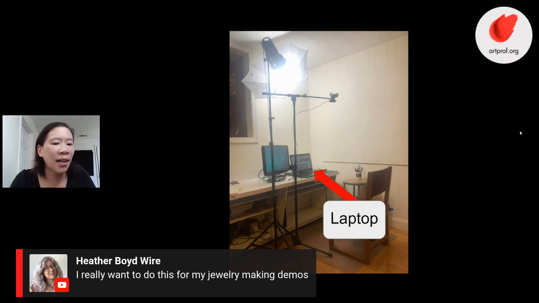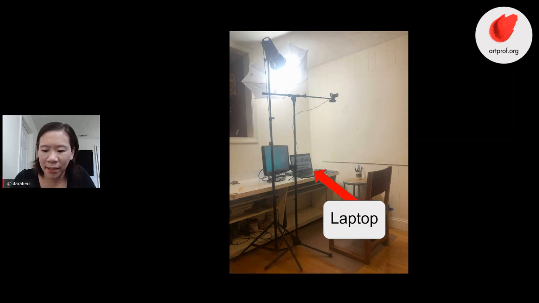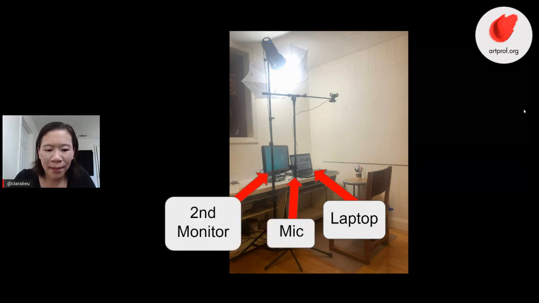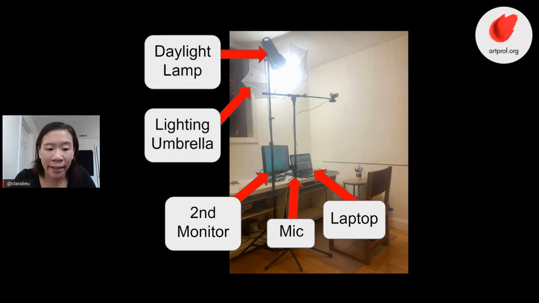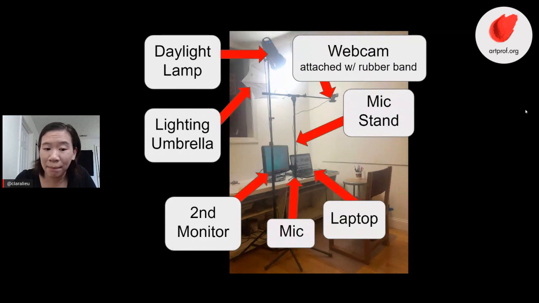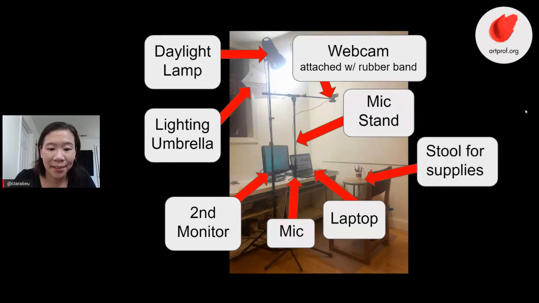So let me show you guys. This is the setup in case you missed it in my other videos. So basically what I have is my laptop. I have a mic. I have a second monitor. I have a daylight lamp with a lighting umbrella, and I have a mic stand. I have a webcam that I attach with a rubber band, and I have a stool where I keep my supplies. So this looks like a lot, but it's actually pretty bare bones.